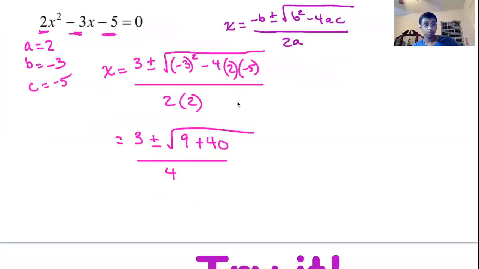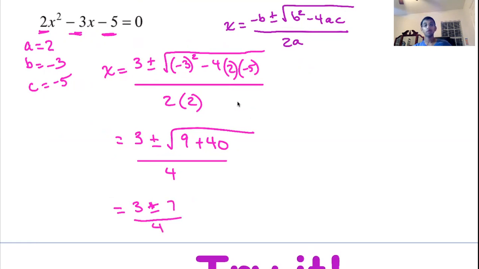So from there, what I'm going to do now is simplify that again, which is 3 plus or minus the square root of 9 plus 40, which is the square root of 49, which simplifies to 7. So it's going to simplify to 7 over 4.